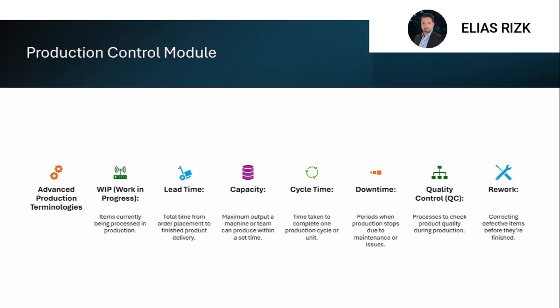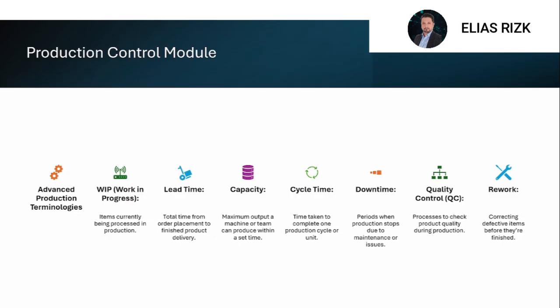Then capacity. Capacity is all about how much a production line or machine can produce within a specific time. Knowing the capacity is important to avoid overloading resources. Think of it like how many cupcakes an oven can make in one go. That's its capacity. Now let's talk about cycle time. This is the time taken to complete one production cycle. It's a key measure of production speed. So with the cycle time, you understand the production speed to produce one single finished good.